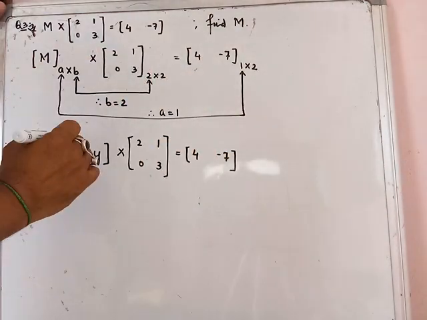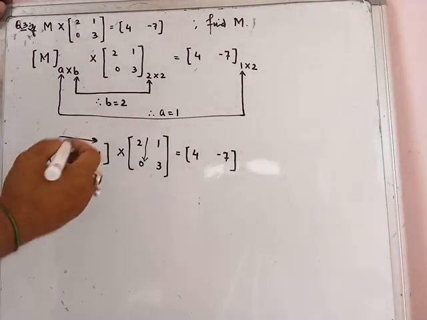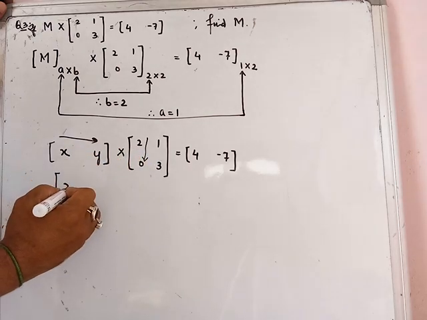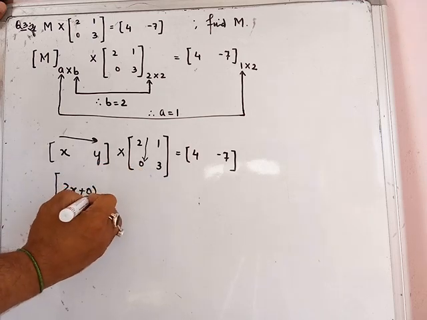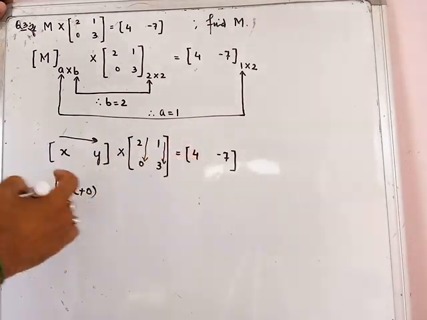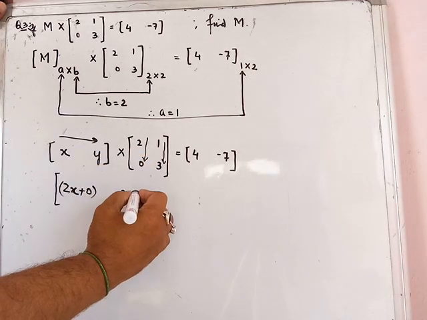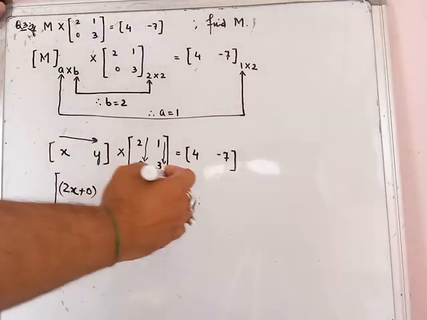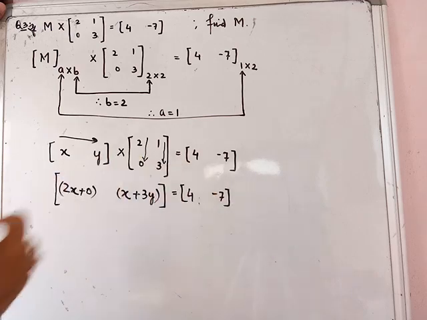Okay, so this is what we have now. Obviously you go row wise here and you drop column wise here. So on the left hand side, x multiplied by 2 will give you 2x, plus y multiplied by 0 is going to give you 0. Similarly, moving on to the next entry, we will come down here. So x into 1 is going to give you x, and y into 3 is going to give you 3y. That is what we have on the left hand side, equal to 4 and minus 7 on the right hand side.